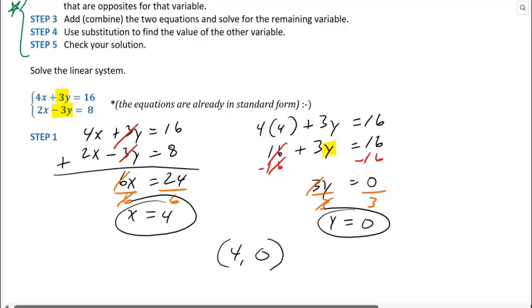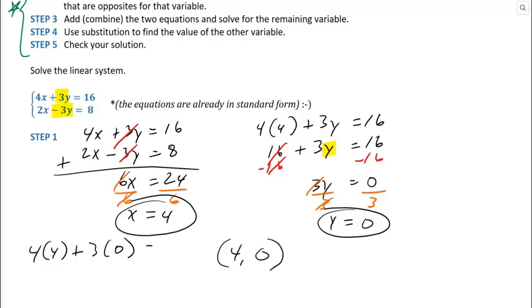Now you want to make sure that your answers are right by substituting 4 and 0 into each of those other equations. So you got 4 times 4 plus 3 times 0. That has to equal 16. And then the other one is 2 times 4 minus 3 times 0. That has to equal 8. And make sure that they are.